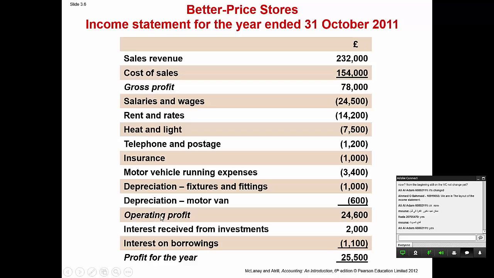Sometimes the depreciation is deducted from the operating profit after we get the operating profit. That means sometimes we calculate operating profit until this level, and after that we deduct the depreciation from the operating profit along with the interest payable. Okay, interest payable. And then after that, we add interest receivable and finally get the net profit for the year.